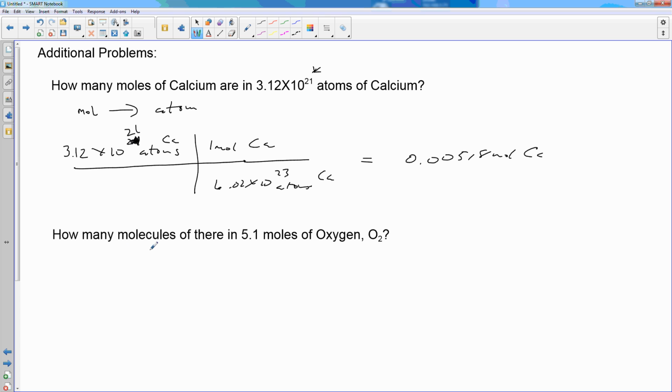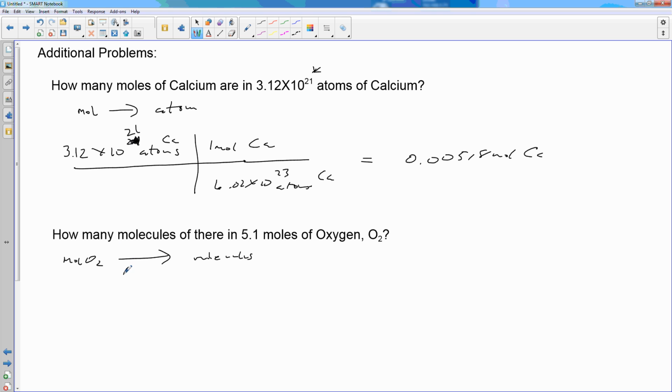And then last but not least, we have how many molecules are there in 5.1 moles of oxygen? Remember, oxygen is a diatomic molecule, so its formula is O2. And so we're going to go from moles of O2 to molecules. And notice we're going to molecules, not atoms, because oxygen is a molecule. So if we wanted to see how many oxygen atoms, we'd have to go from moles to molecules, then to atoms. But we're only asked to stop at molecules, so we'll stop there.